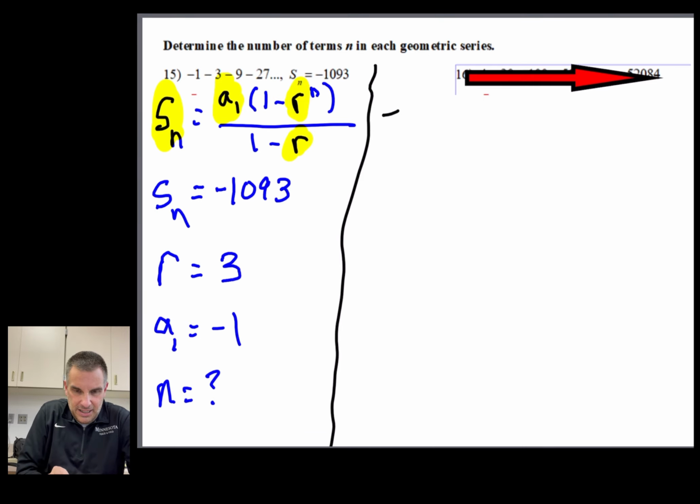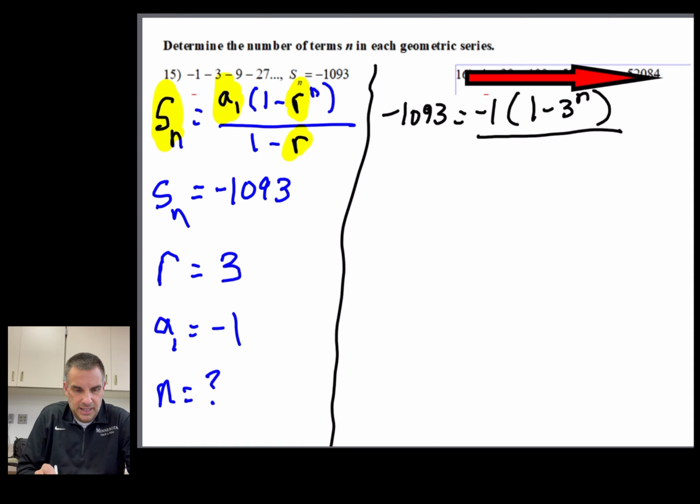So that's -1093. My a of 1 value is -1, and that's going to cause a little bit of an issue. Times 1 minus my r, so 1 minus 3. But I have to take that 3 to the nth power, and I don't know what that is yet. And then I need to divide that by 1 minus r, so 1 minus 3. Now I need to solve this.